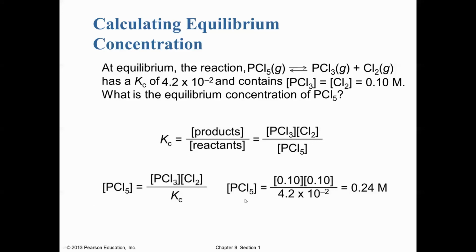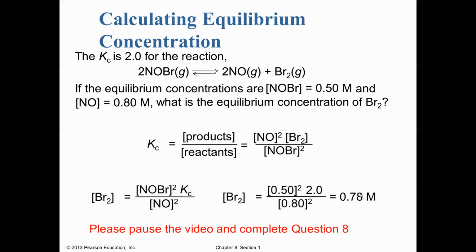And now we're going to plunk our numbers into the equation. There's our Kc, and there's the concentrations we're given. And we end up with a molarity of 0.24. So that's our missing concentration right there. And we have a second problem right here that's very similar. We're given, again, our equilibrium constant. We're given all the concentrations but one, and we're asked to find that missing concentration. So we want to find the concentration of the bromine here.